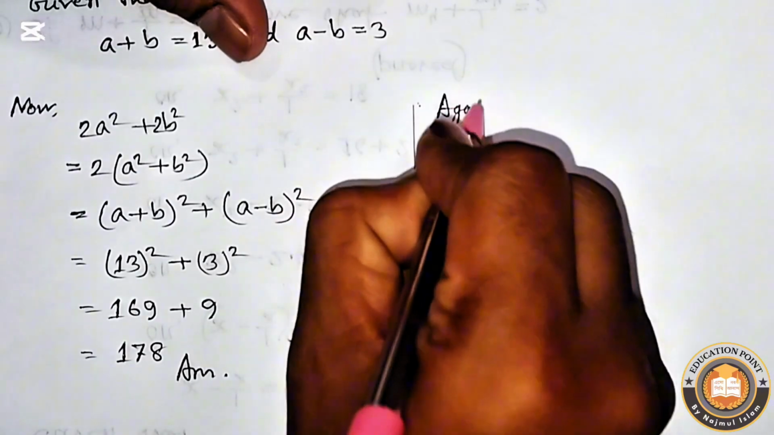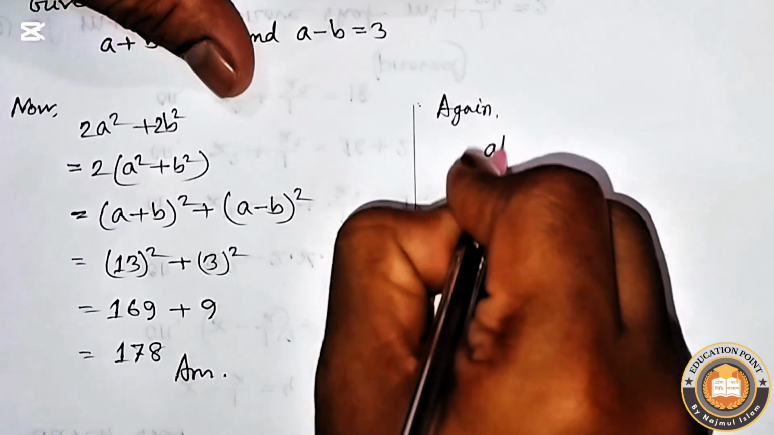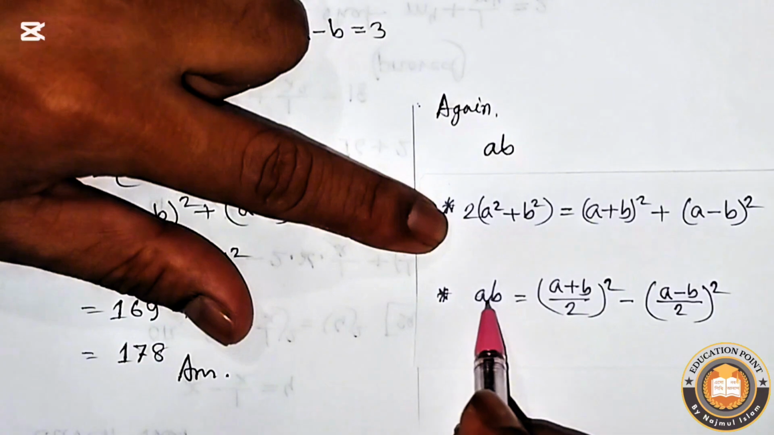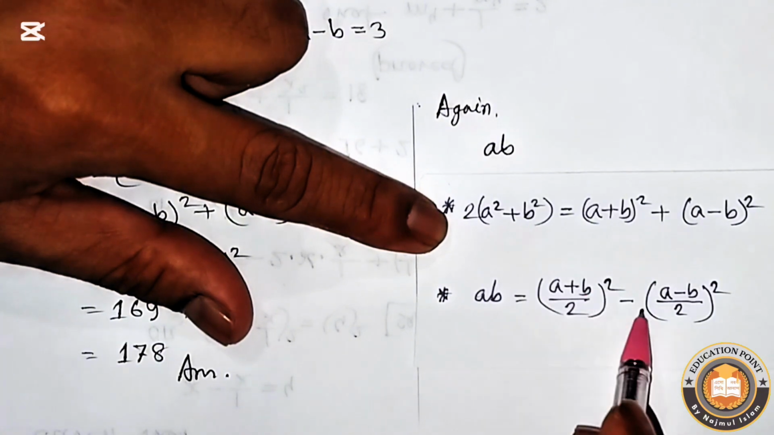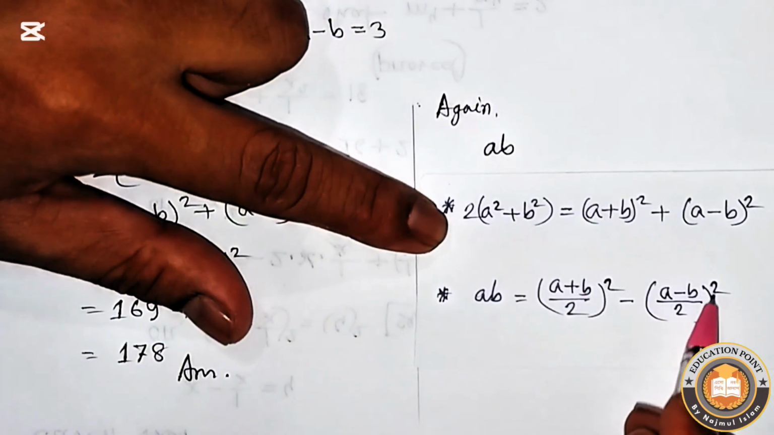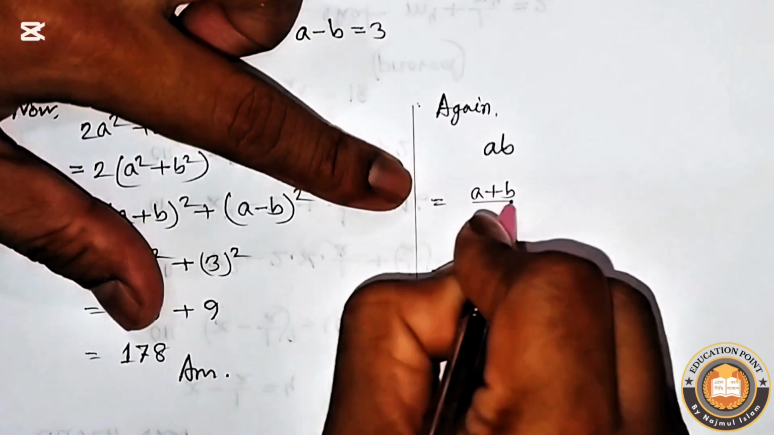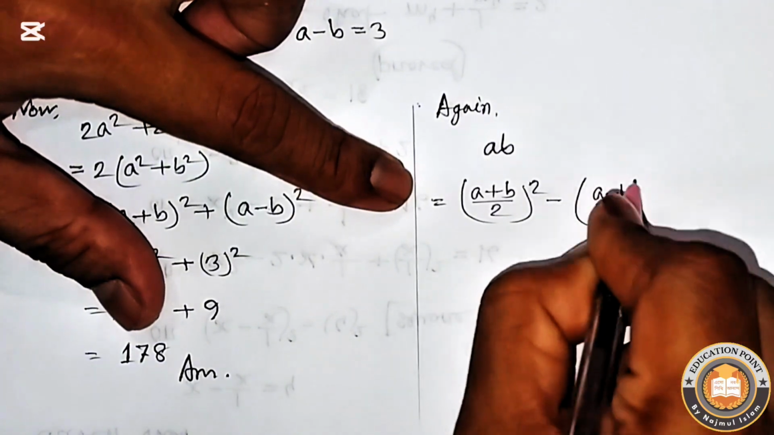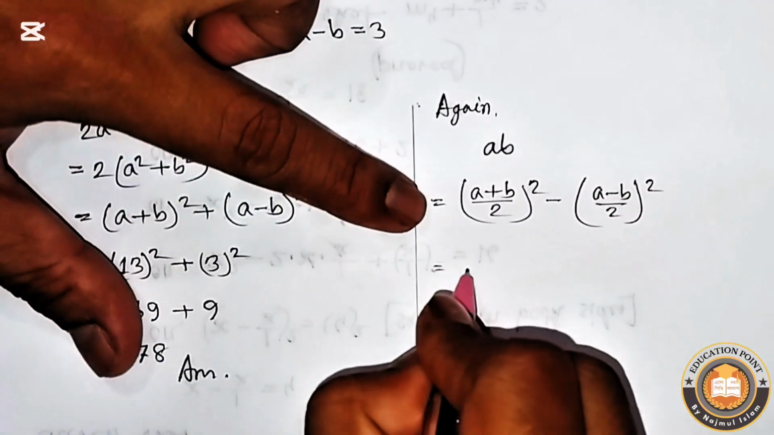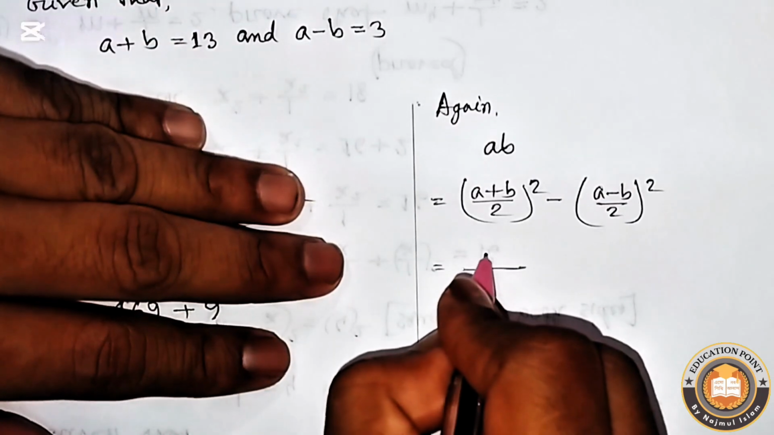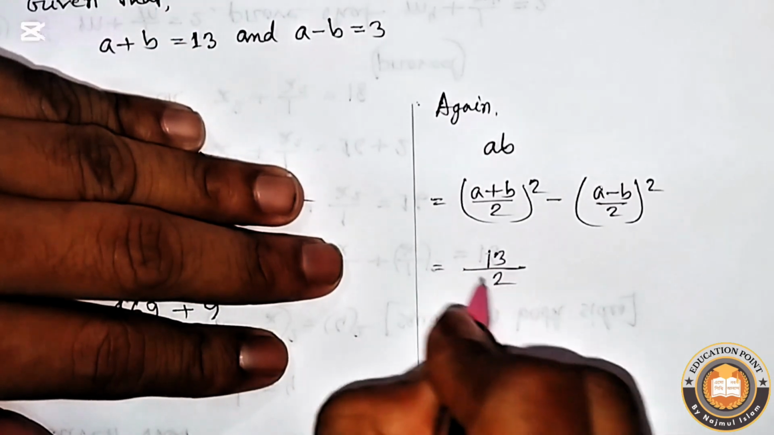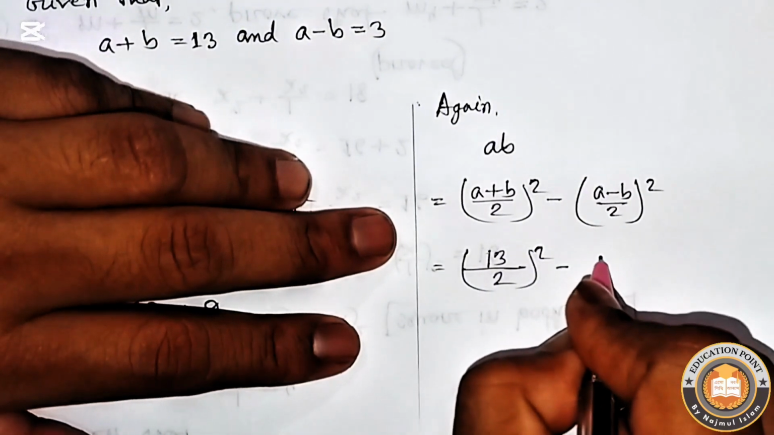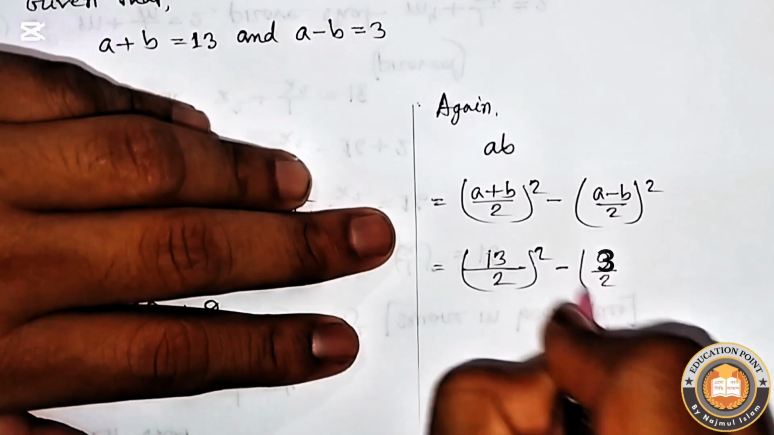Again ab. Here we will apply the formula of ab. ab equal a plus b by 2 whole square minus a minus b by 2 whole square. Value of a plus b equal 13 by 2 whole square minus value of a minus b equal 3 by 2 whole square.